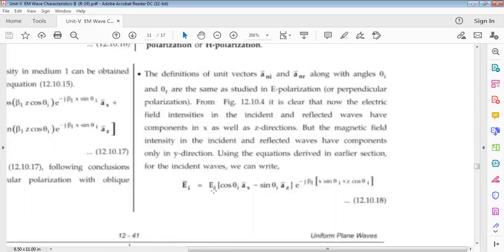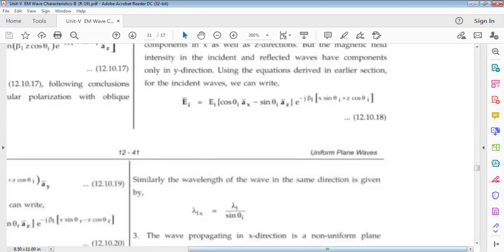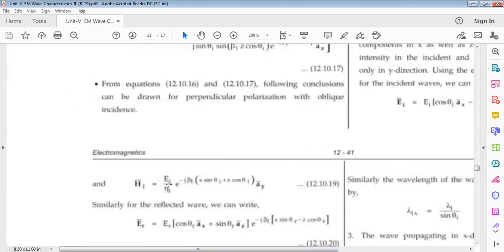Now there is a change in the electric field and the magnetic field. Previously, the electric field is EI into e power minus something, but the magnetic field is EI e power minus j beta 1 and the cosine functions also. Now the reverse value here. The HI is perpendicular to the plane of incidence, or parallel to the boundary.